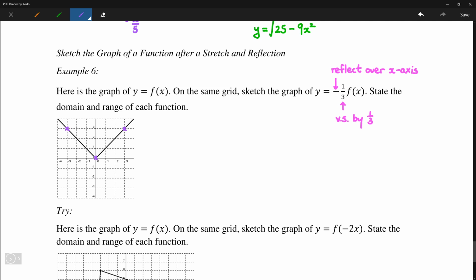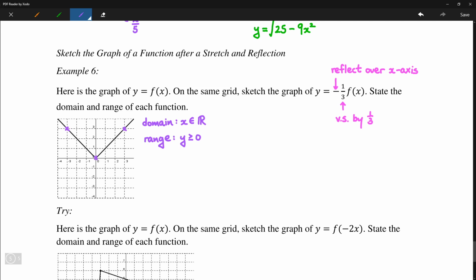Well, we're going to make the assumption that the original function here is the absolute value function, even though we don't know if the graph continues on. So if it were an absolute value function, then the domain is x is an element of the real numbers, and the range is going to be y is greater than or equal to 0. Okay.